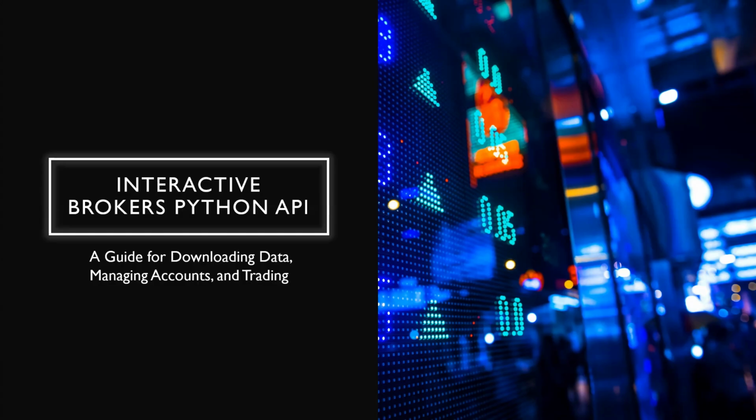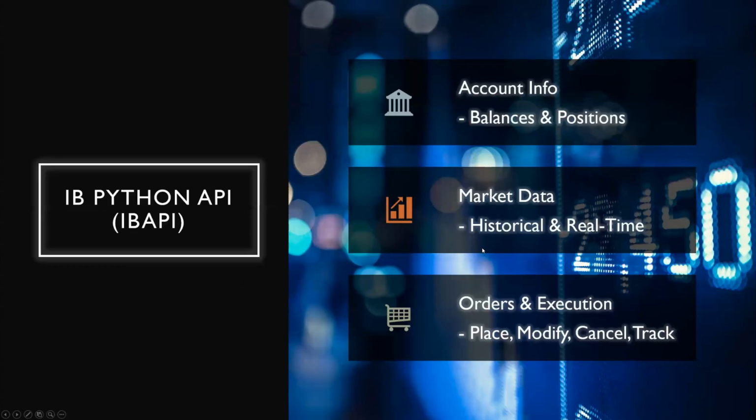So the API itself, the IB API, allows you to do everything we just said. You can check your account information, balances, positions. You can get market data, historical and real-time data. You can manage your orders and execution by placing trades, modifying trades, cancelling, and you can track your fills and track your execution and much, much more.